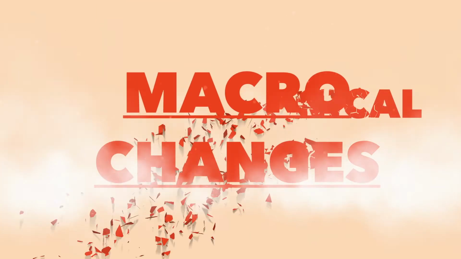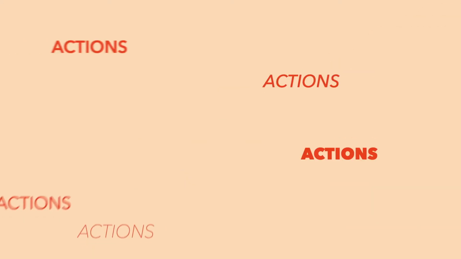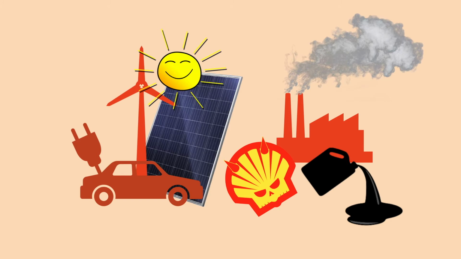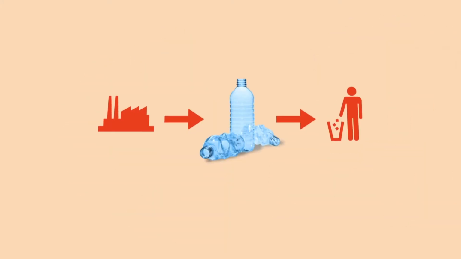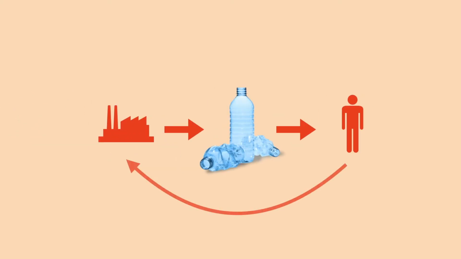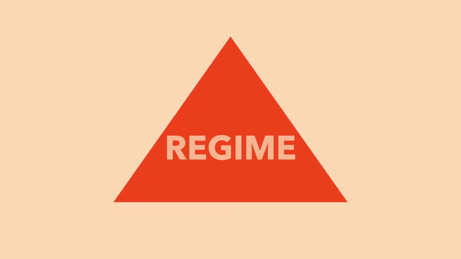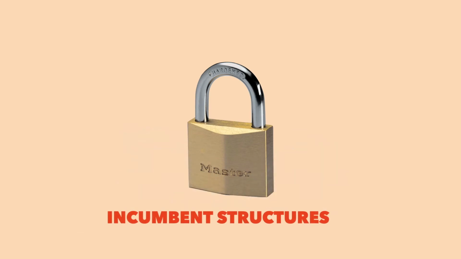These are macro-scale changes that consist of actions and pressure from all corners of the system. Socio-technical transitions we are currently experiencing are the energy transition and the transition to a circular economy. Multi-level perspective theory divides the socio-technical system into three levels. First of all, regime. The regime consists of the incumbent structures in the socio-technical system.